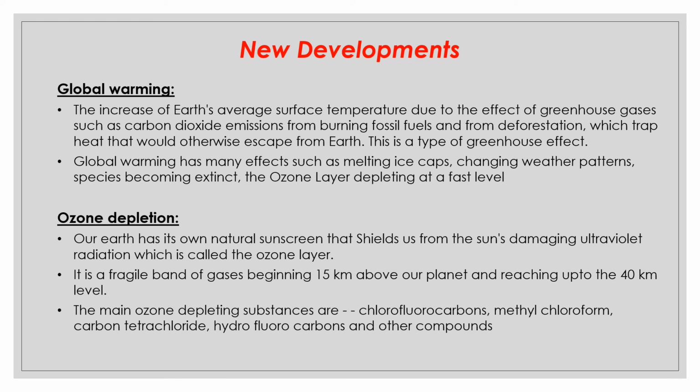It is a fragile band of gases beginning 15 kilometers above our planet and reaching up to the 40-kilometer level. From the Earth's surface, it starts from 15 kilometers and extends up to 40 kilometers. It is a 25-kilometer thick layer. The main ozone depleting substances are chlorofluorocarbons, which are called CFCs, methyl chloroform, carbon tetrachloride, hydrofluorocarbons, and other compounds. So these substances or ions are depleting the ozone layer.